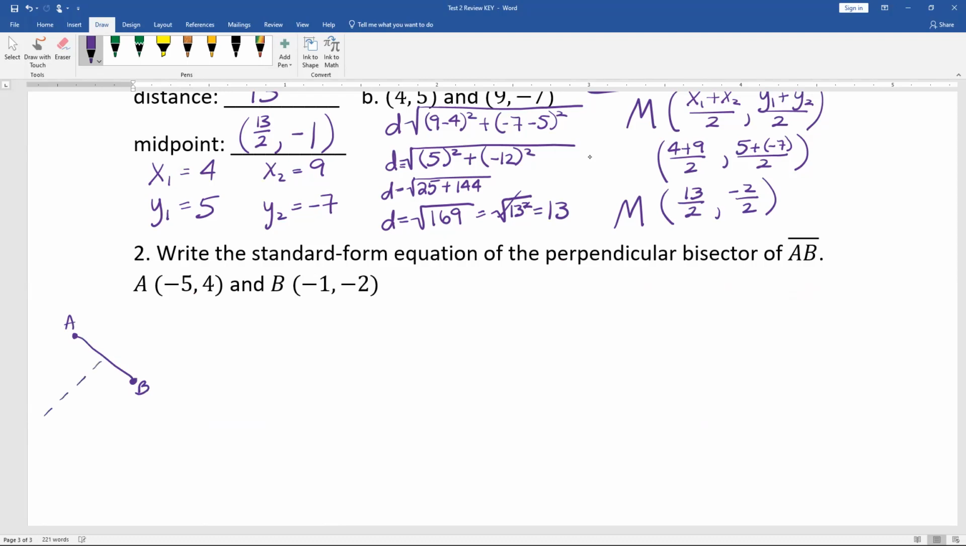So what do we know about a perpendicular bisector? Its slope is the opposite reciprocal. So we've got to find the slope of AB. And once we do, we can find the slope of our perpendicular bisector. And what else do we know about a perpendicular bisector?